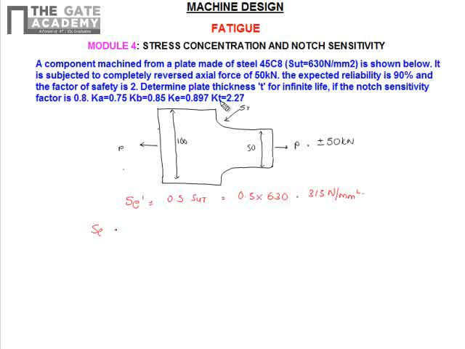And what is SE? SE will be equal to Ka, Kb, Ke into SE dash. That is nothing but Ka is 0.75, Kb is given as 0.85, Ke is given as 0.897, into SE dash is given by 315. This will be how much? 0.75 into 0.85 into 0.897 into 315. This will be 180.12 Newton per mm square. This is the endurance limit of the material.